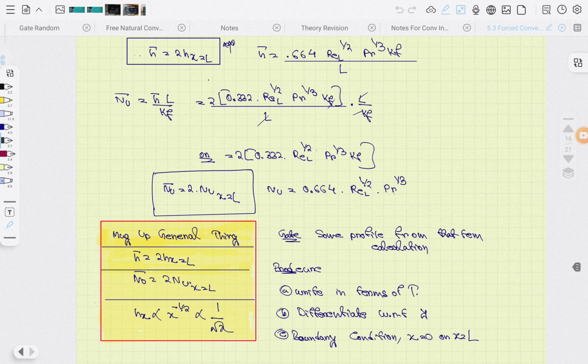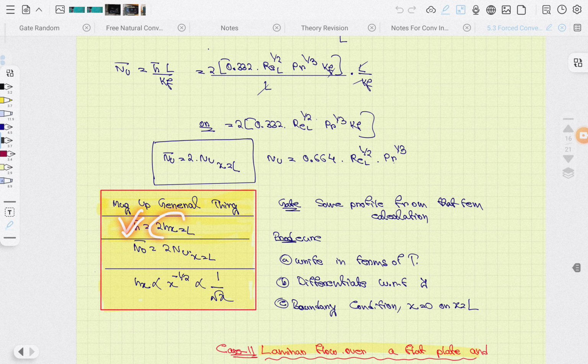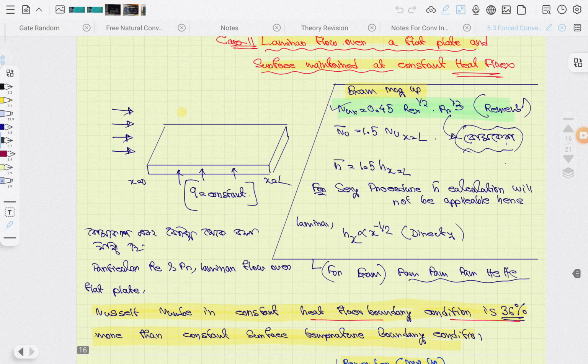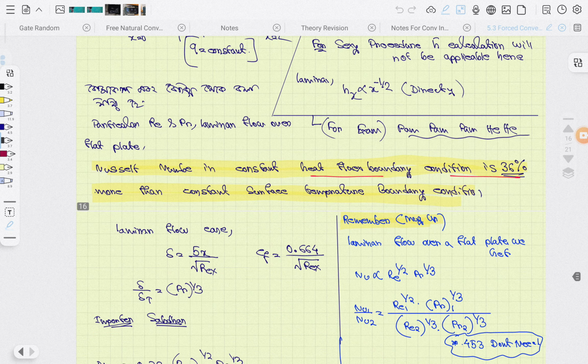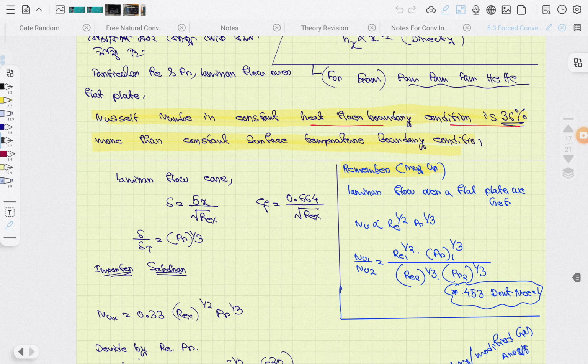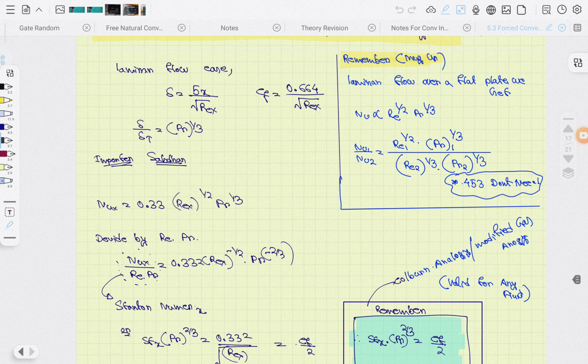And then the final thing is that h bar is 2 into h at L. The Nusselt number is Nu into x to the power, and it is 1 by root 2. Now for the laminar flow case with constant heat flux, the Nusselt number is 0.453 into Re to the power 1 by 2, Prandtl number to the power 1 by 3. So the Nusselt number is 1.5 times here, h bar also 1.5. In previous cases we have seen that for the laminar case it was 2 times. So these things we have seen. Then delta by delta t, you have also seen this. Now the Nusselt number, this is the thing.